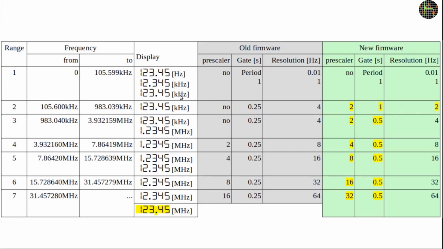Instead you have a blinking decimal point if you see kilohertz, but a steady one for hertz and megahertz. The latter two ranges are far enough apart, you should know what you're measuring are a few hertz or megahertz. The gray box is what the old firmware did, and the green one shows the parameters of the new firmware. The differences are highlighted in yellow. You can see I have enabled the prescaler from just over 105 kHz onwards. To compensate for the loss of resolution by the prescaler, I have increased the gate time.